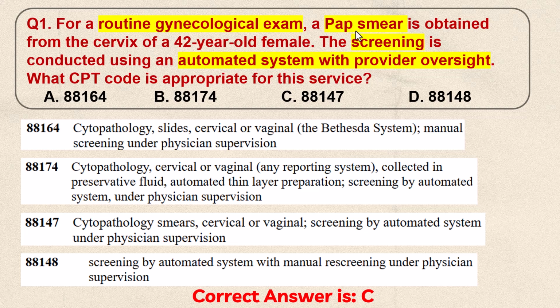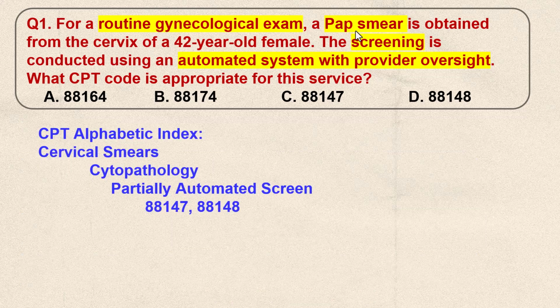So if you encounter this case in a real working scenario, you have to go with the CPT alphabetic index. When you go to the CPT alphabetic index, first go to the term cervical smears. So this is a pap smear, so go for the cervical smear. Again, you have to go to the subcategory of cytopathology. Then go to the subcategory of partially automated screen. So it will lead you to the following two codes, 88147 and 148. Again, go back to the tabular list and confirm the answer. Once you confirm, the correct answer will be C.